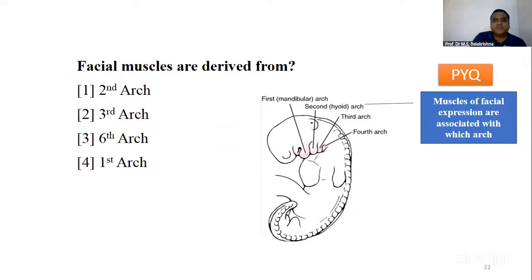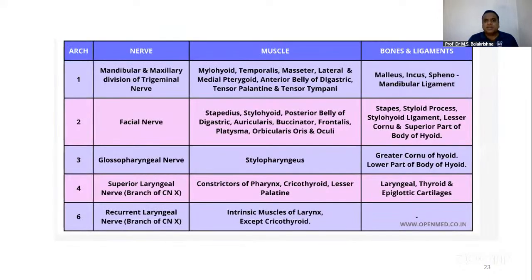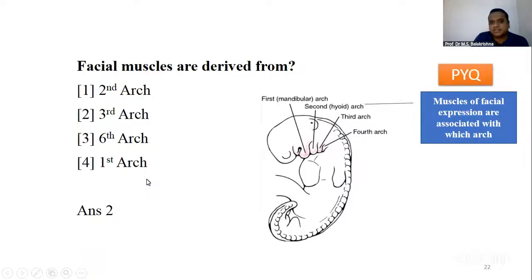Next question. This is from your embryology. Facial muscles are derived from the second, third, sixth, or first arch. This is very simple. Again, it is an embryology question actually. The derivatives of each arch, you should learn, write it down on a sheet of paper and fix it on the wall. So basically, the facial muscles are derived from the third arch, they are telling. This is not the correct answer. This is again not the correct answer.